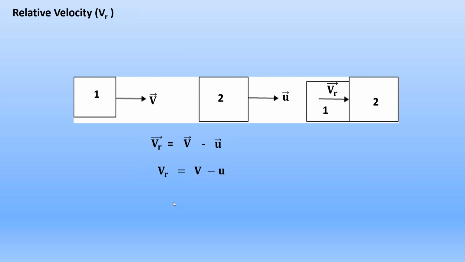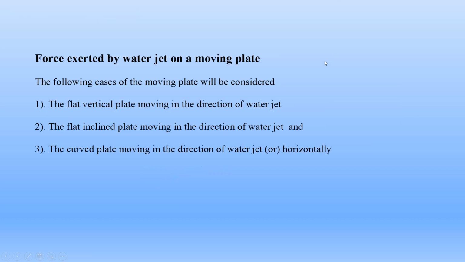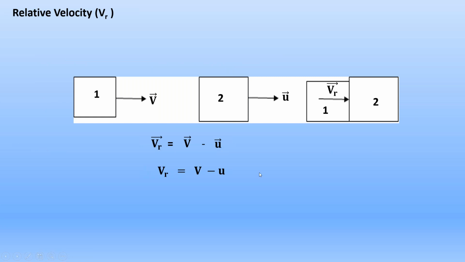In the moving metal plate case, we just discussed the impact of a water jet on the moving metal plate. In this condition, the water jet is in moving condition and the metal plate is also in moving condition. Since both are moving, we must apply the relative velocity for all these cases. That's why I explained the relative velocity basics here.